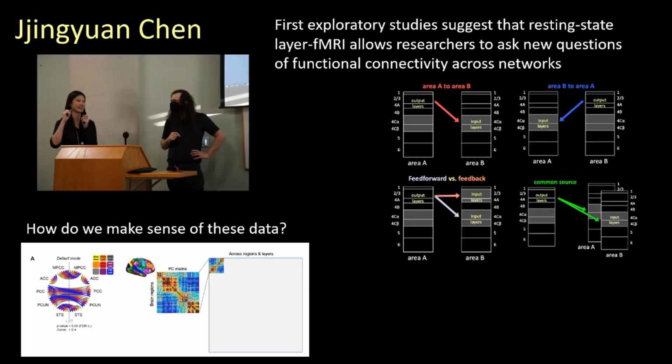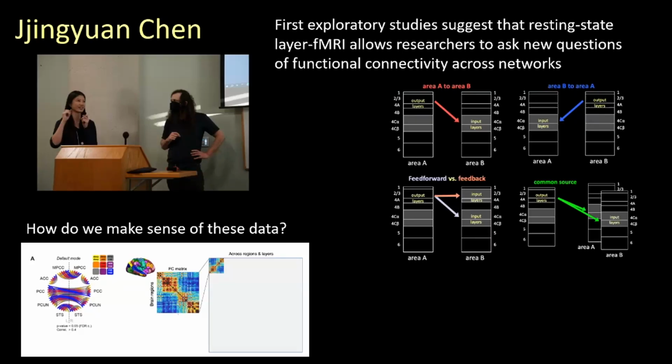And then Jing'en presented and reviewed a lot of work on laminar connectivity, explained to us how laminar functional connectivity can help us to decipher circuits. She showed us these first exploratory studies that suggest how resting state functional connectivity using layer fMRI can allow us to ask new questions about connectivity across networks, both causality, distinguishing between feed-forward and feedback connections. Of course, in order to interpret these data, we need to know which are the input layers, which are the output layers on these pathways.